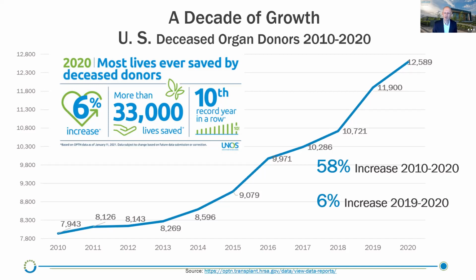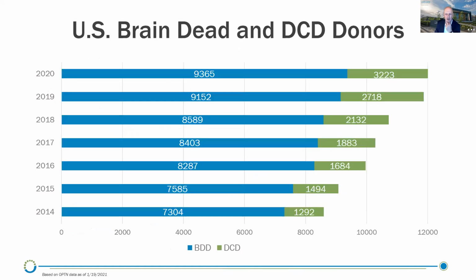Bringing that a little more granular and taking a look at the difference between brain dead and DCD donors. So for 2020, this is where we ended up. For donation after circulatory death donors, there were 3,223, with 9,365 being brain dead donors.